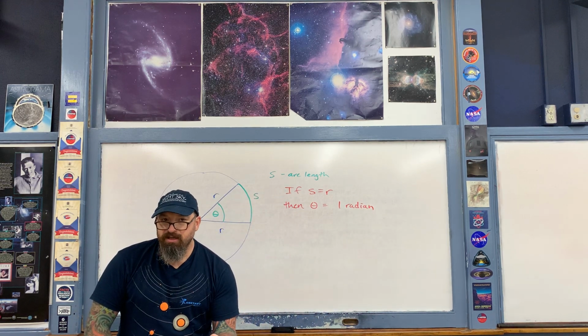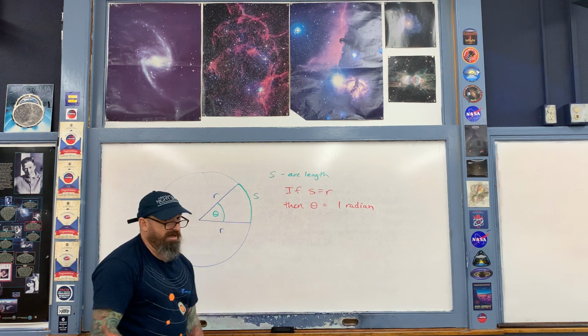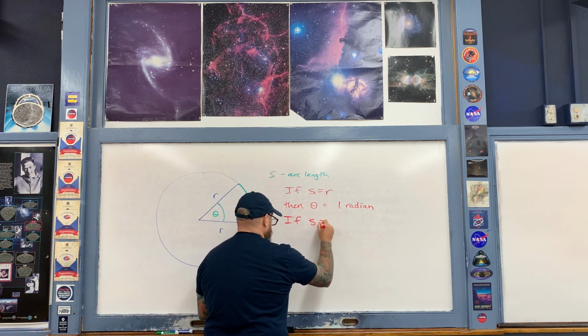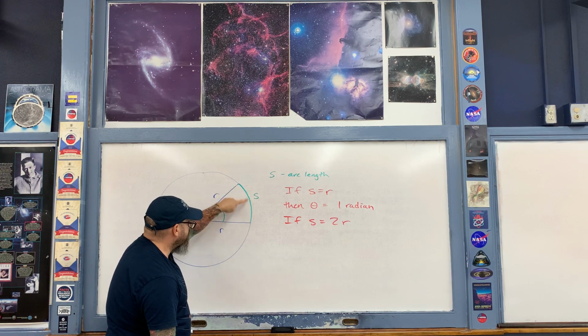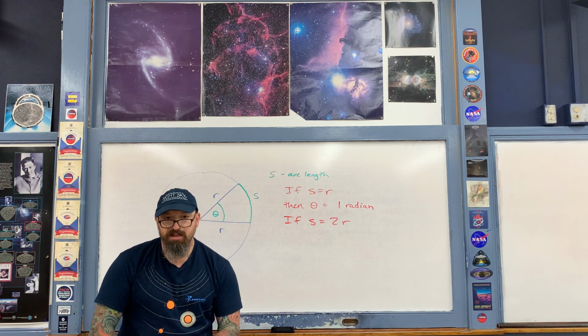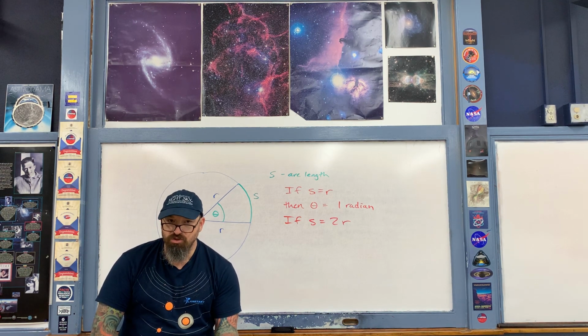Let's say that I draw the diagram differently, however. Let's say I draw the diagram such that the distance S is 2 times the radius. So imagine that the radius is 10 centimeters, but imagine that S is 20 centimeters. Therefore, the angle is bigger. In this case, it's actually twice as much, and we then therefore refer to this as 2 radians.